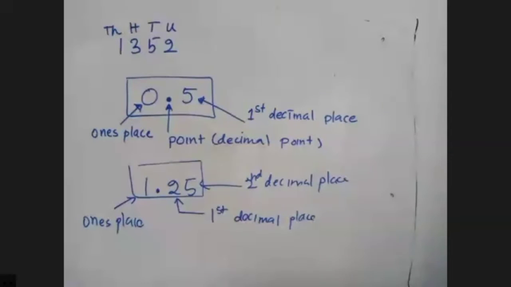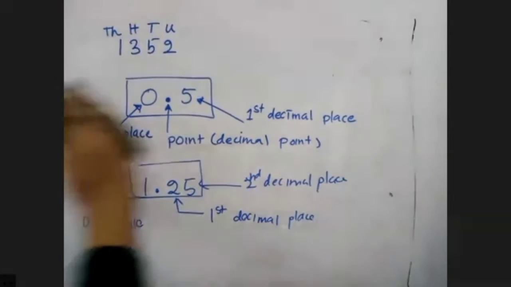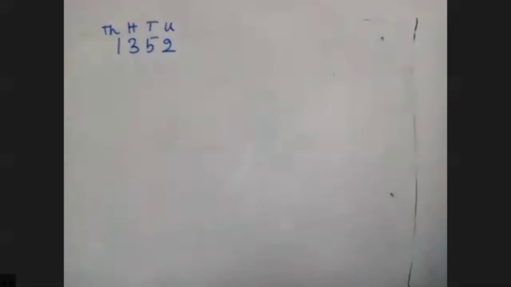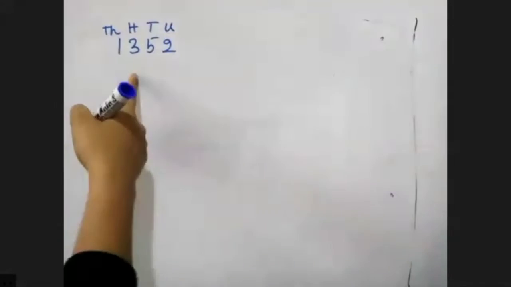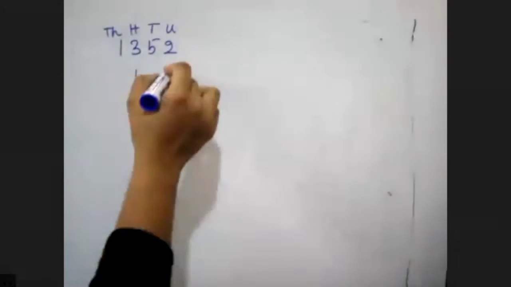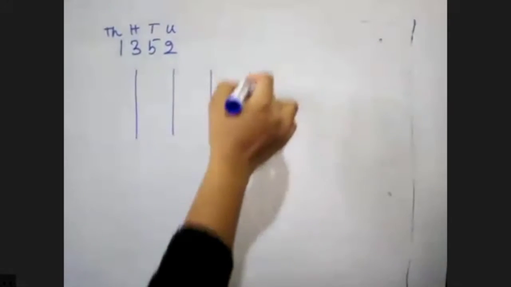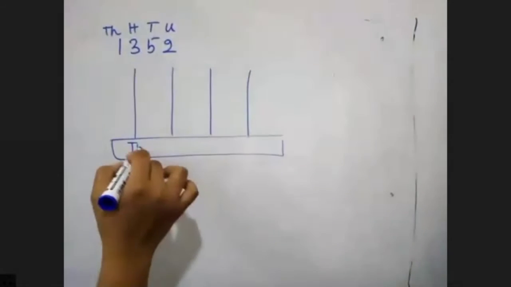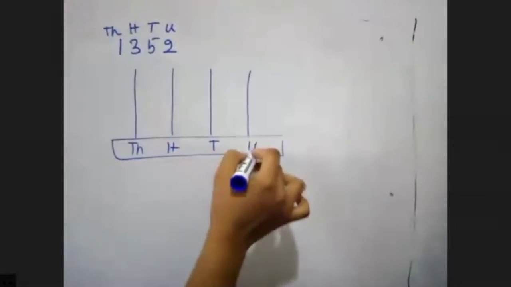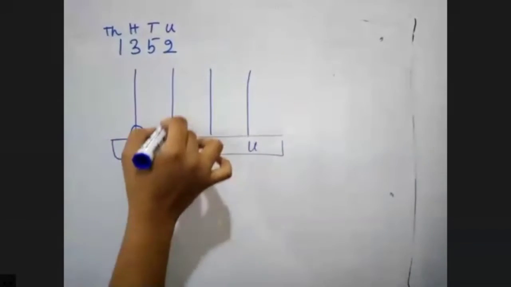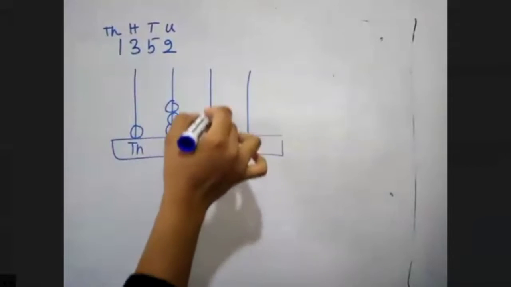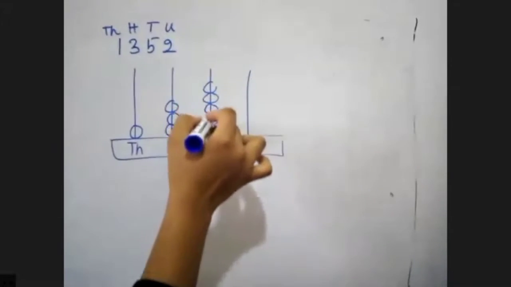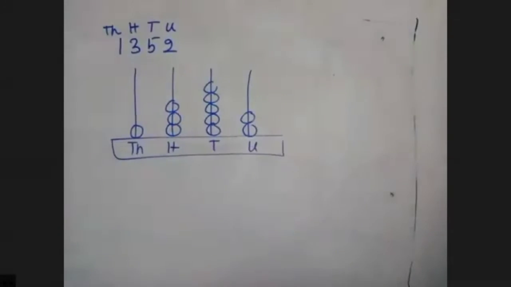So after this, we have to learn how to represent a given decimal number in an abacus. Now listen carefully. This is also easy. You have learned in grade 5 and lower classes that you can draw an abacus and you can name this thousands, hundreds, tens and units. 1,352. So this is represented in this manner.